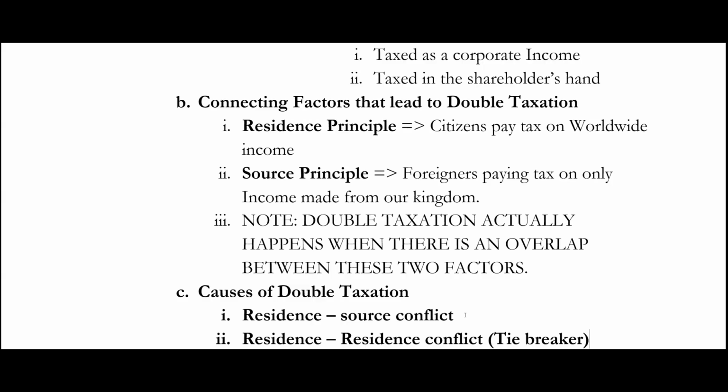So the thing is, right now, the authorities have to decide where Francis is actually coming from. So that is the tiebreaker. So residence conflict means two countries are taxing you on what? Are they taxing you on residence principle or source principle?